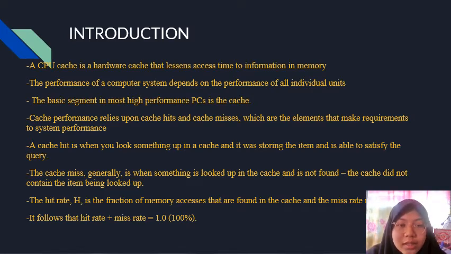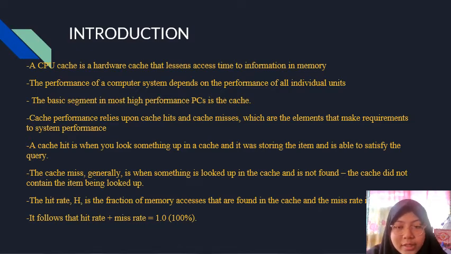A cache hit is when you look something up in a cache and it was storing the item and is able to satisfy the query. A cache miss is when something is looked up in the cache and is not satisfied. The query is not found, meaning the cache did not contain the item that was being looked up.